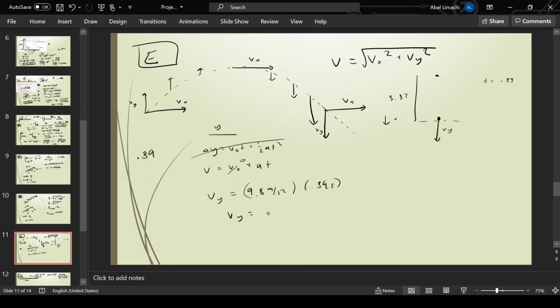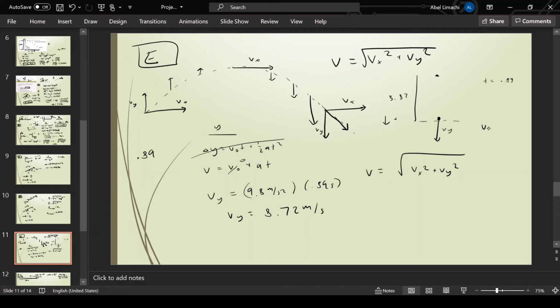Vy is equal to 8.72 meters per second. Now, what we're looking for is the velocity vector when the ball hits the ground. So we're not looking for Vy or Vx. We're looking for V, which is these two. So if we remember, V is equal to the square root of Vx squared plus Vy squared.